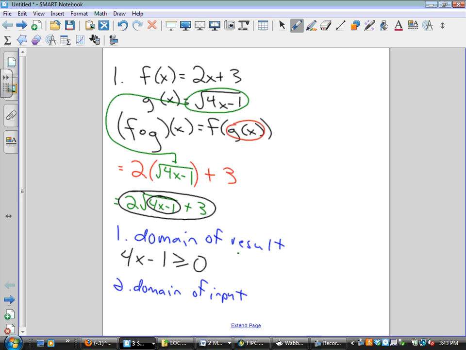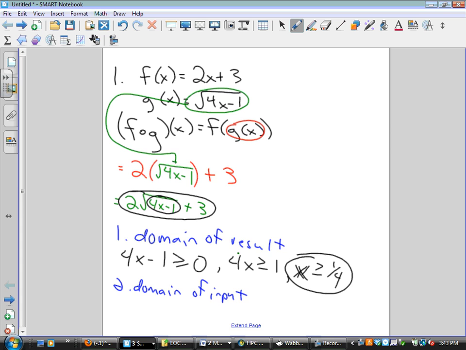So let's add 1 to both sides. So 4x is greater than or equal to 1. Divide both sides by 4, and x is greater than or equal to 1/4. Okay? Now if we look at the domain of the input function, which in our situation was g, the square root of 4x minus 1, that's going to end up being the same. So the domain for this function is x has to be greater than or equal to 1/4.